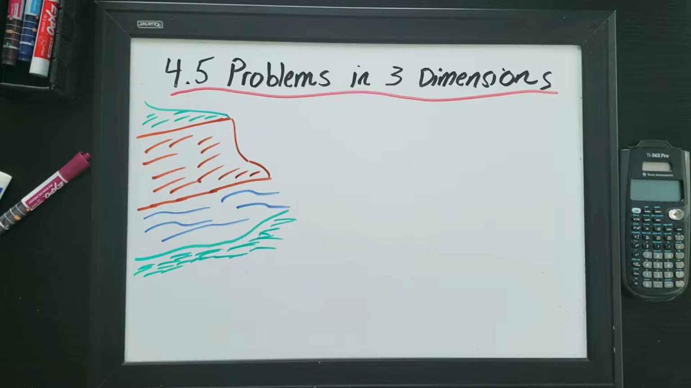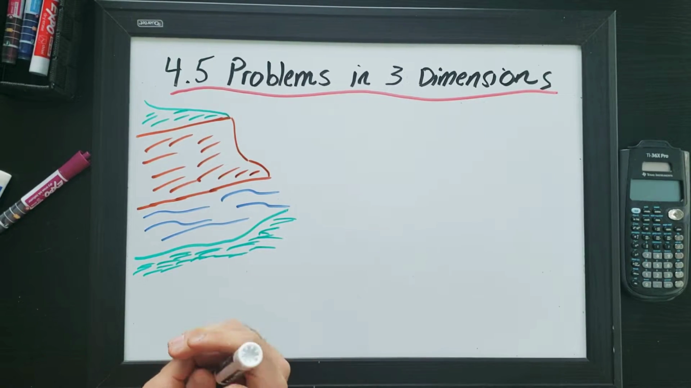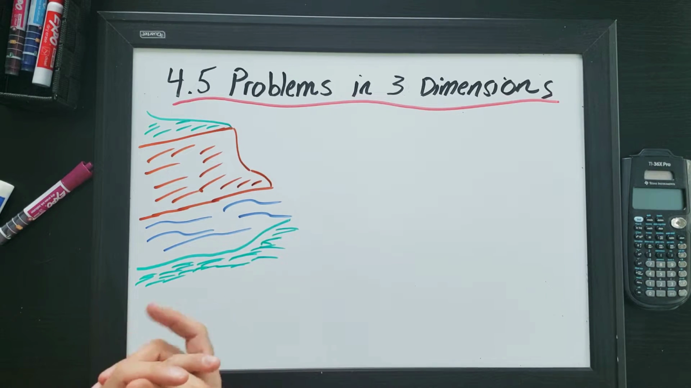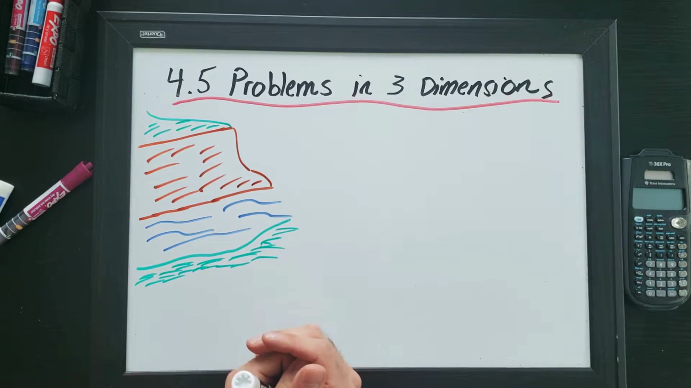All right, so 4.5 is very similar to 4.4. It's actually pretty much exactly the same, except the drawing of the diagram is going to be more complicated because now we're working in 3 dimensions, not 2. So visualizing it, understanding or seeing right angles, these things become more difficult in 3 dimensions, and you'll see why.